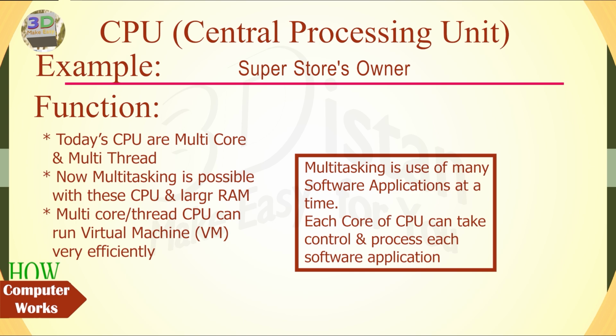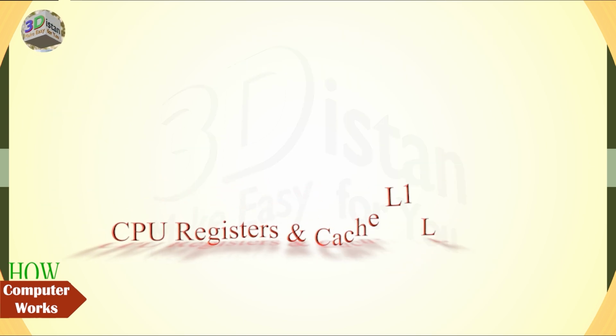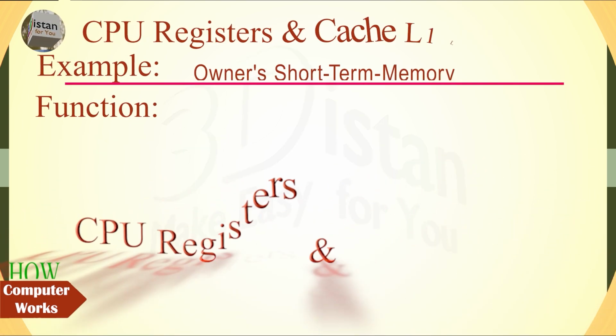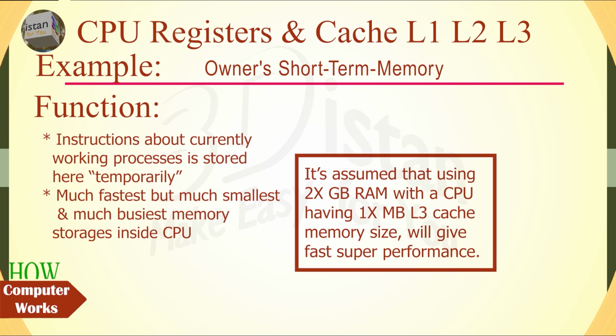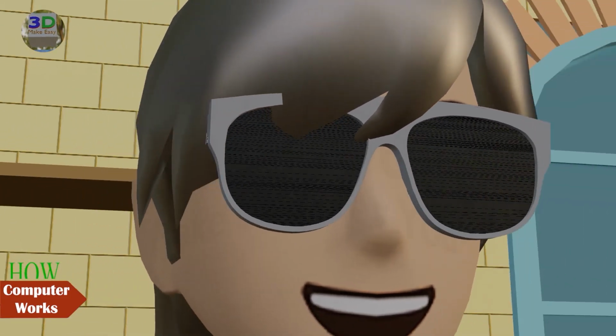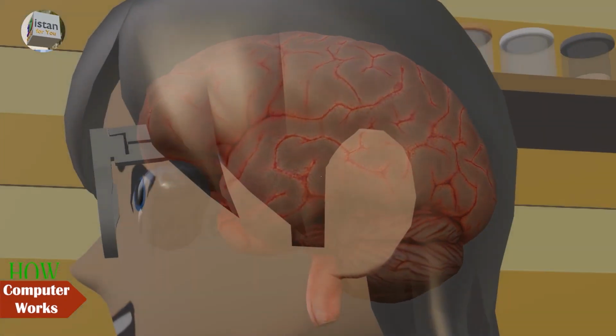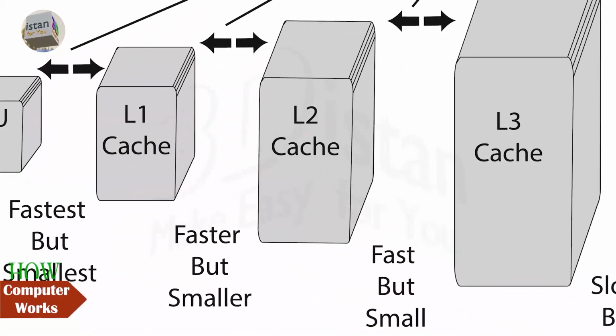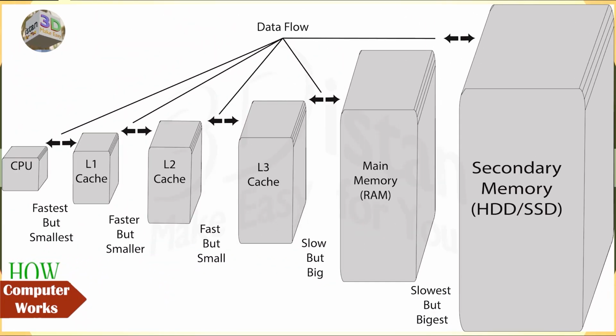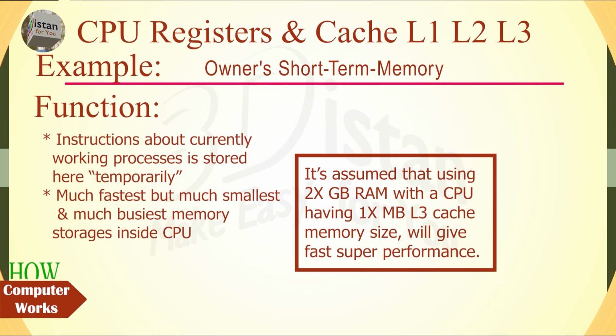CPU registers and cache memory L1, L2, L3. Example: the store owner's short-term memory for immediate tasks. CPU registers and cache memory are very fast, low memory spaces measured in megabytes or kilobytes. These serve as the CPU's short-term memory, storing information and instructions for running tasks.